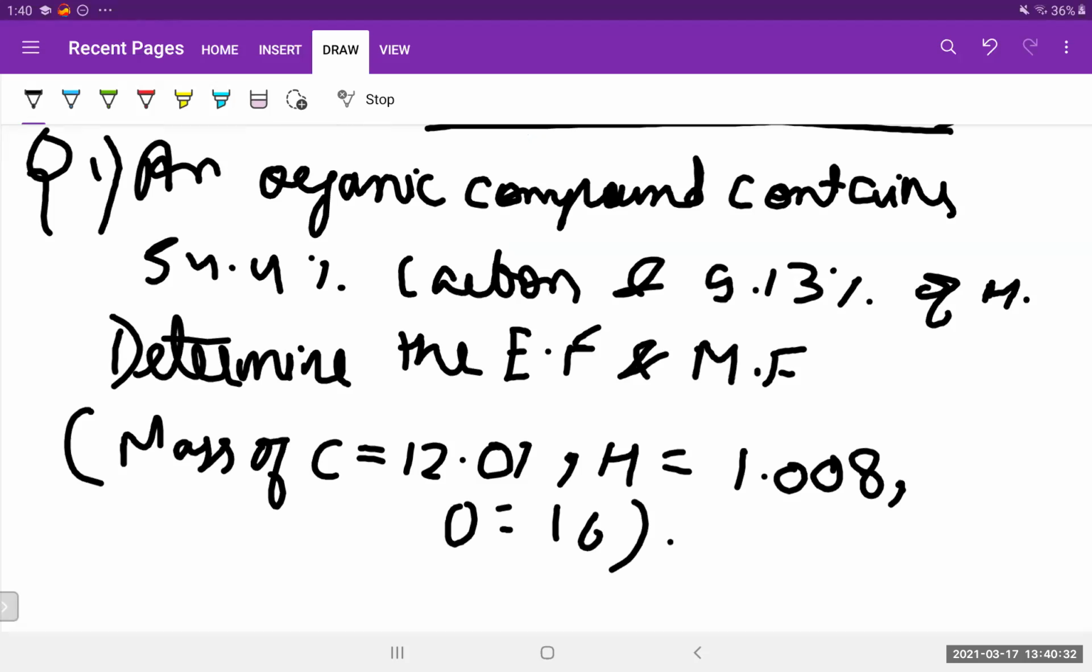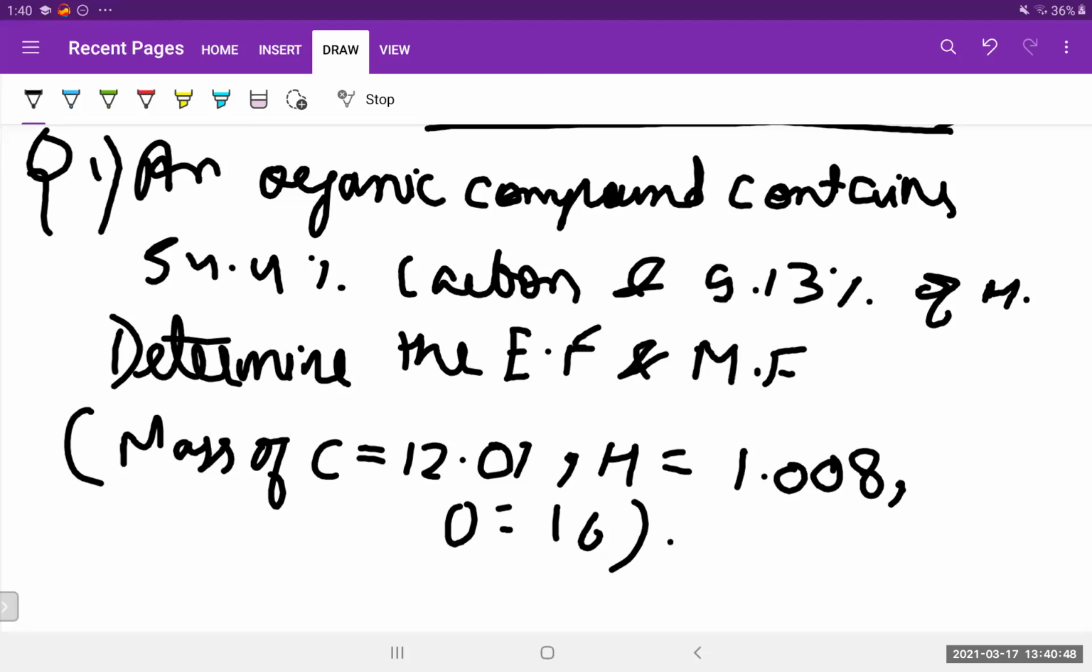So here's the first question in front of you. It says that there's an organic compound. So organic compounds contain which elements? It usually consists of carbon, hydrogen, and oxygen. So this is also having carbon, hydrogen, and oxygen only.